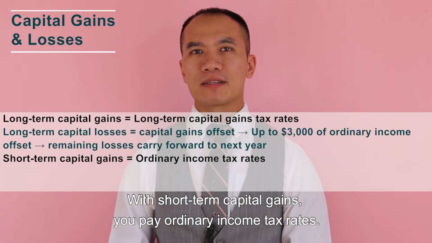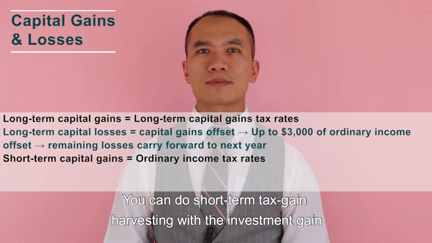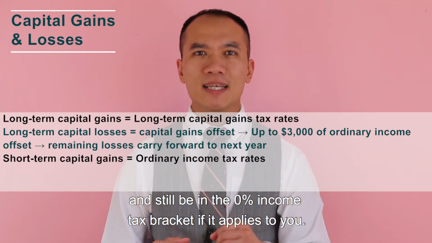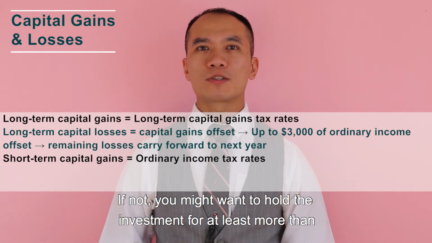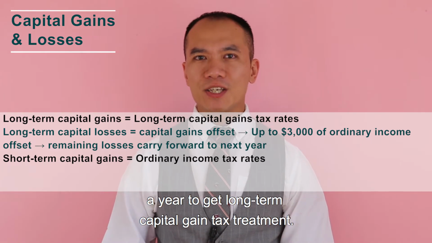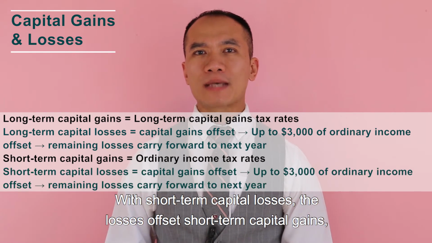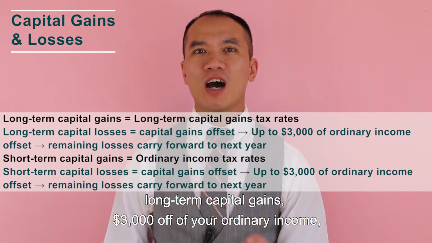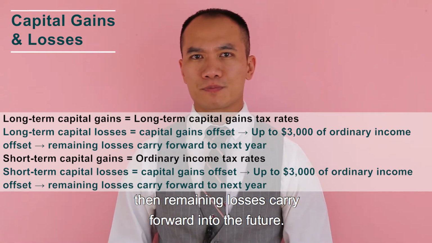With short-term capital gains, you pay earned income tax rates. You can do short-term tax gain harvesting with the investment gains and still be in the 0% income tax bracket if it applies to you. If not, you may want to hold the investment for more than a year to get long-term capital gain tax treatment. With short-term capital losses, the losses offset short-term capital gains, long-term capital gains, and $3,000 of your earned income, then remaining losses carry forward into the future.